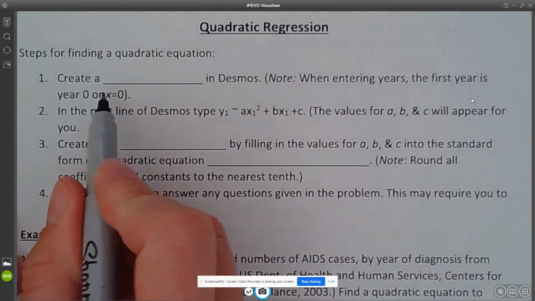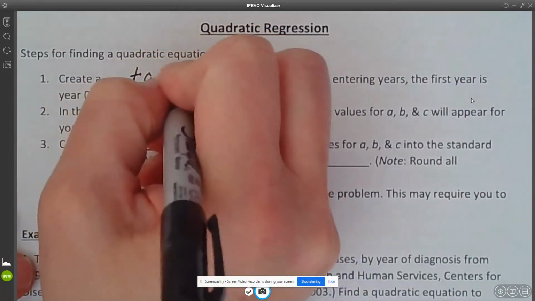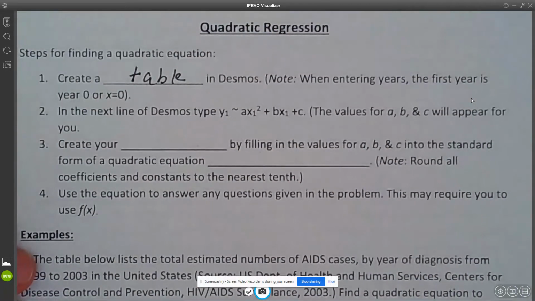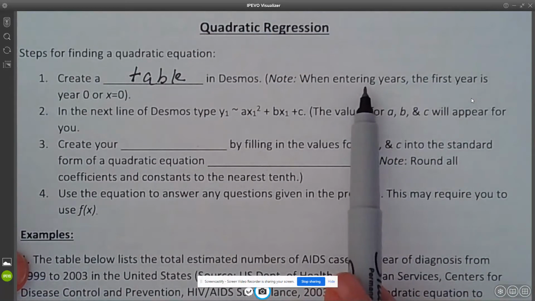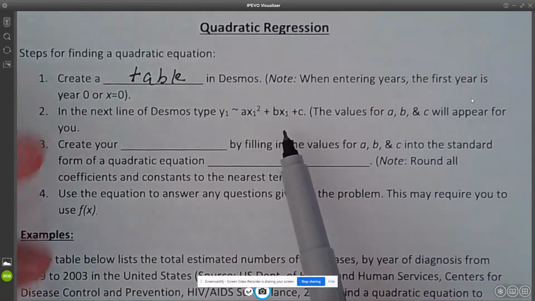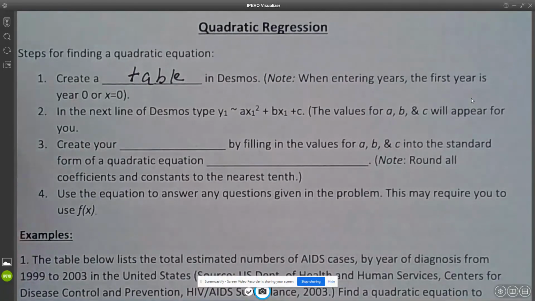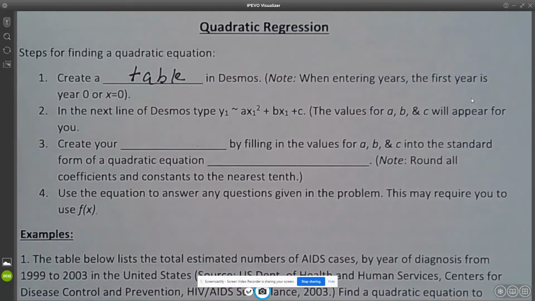Now, one of those steps, your first step, is to create a table in Desmos. And I do want to point out that when you are entering years, the first year is year zero, or your x equals zero. And then every other year after that is based on year zero. And I'll talk more about that in an example in a minute.